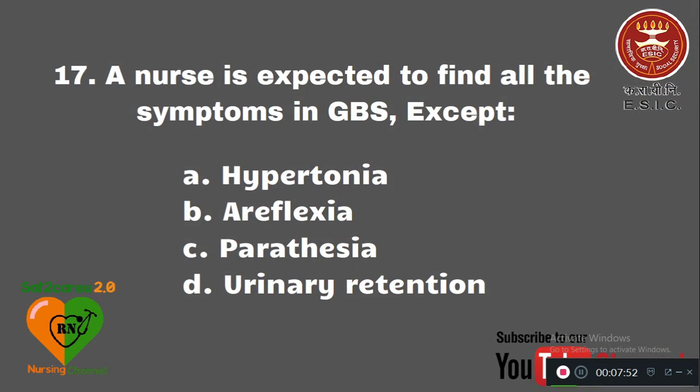Question number 17. A nurse is expected to find all the symptoms in Guillain-Barré syndrome except option A hypertonia, B areflexia, C paresthesia, and D urinary retention.